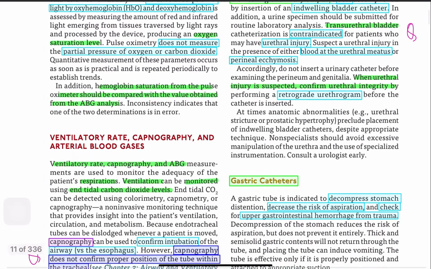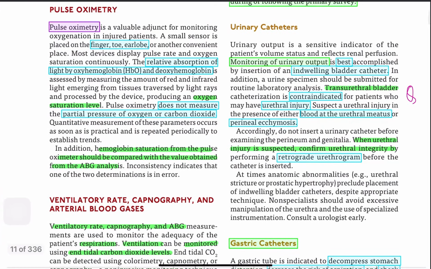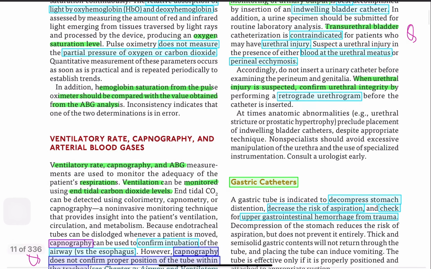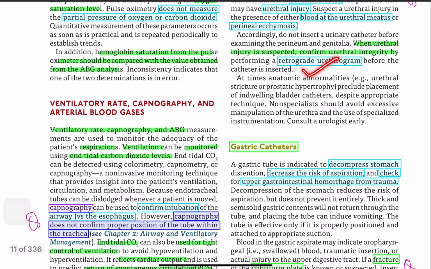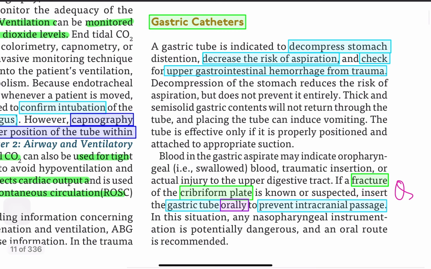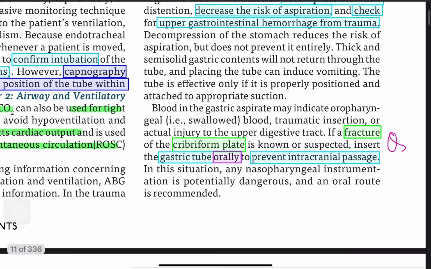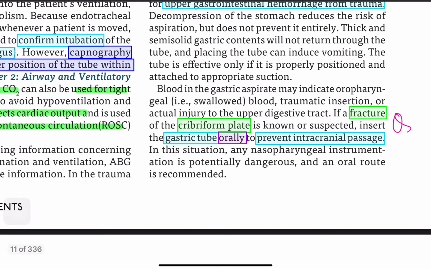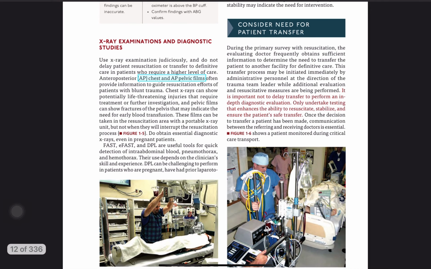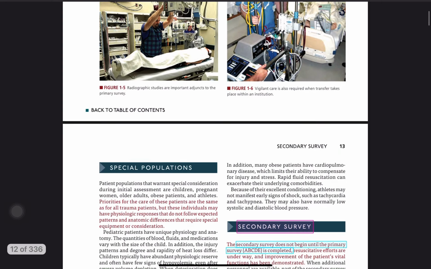A urinary catheter is contraindicated when you suspect urethral injury, that is blood at the urethral meatus or perineal ecchymosis. In that case, you will do a retrograde urethrogram. A gastric catheter decreases the risk of aspiration, and it is given orally when you suspect cribriform plate injury. You will do AP, anteroposterior X-rays, either chest X-ray or pelvic.